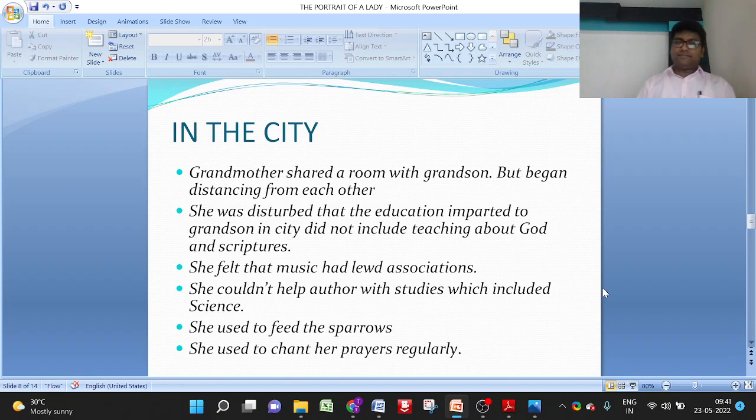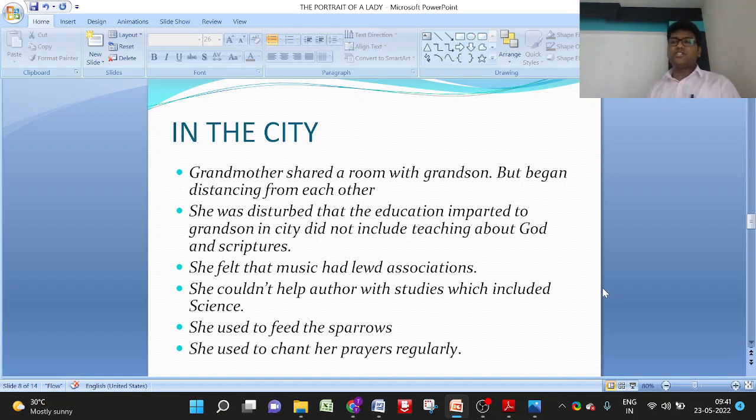So that happened. Grandmother shared a room with her grandson, but they began distancing from each other. Gradually, Khushwant Singh was getting older, and grandma was also getting old. Now grandma needed some care and attention, which Khushwant Singh failed to provide, because Khushwant Singh and grandma no longer shared a single room. Now they had gradually been given different rooms.